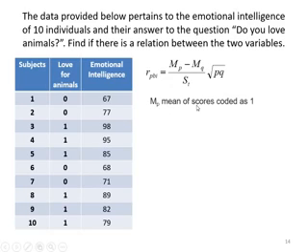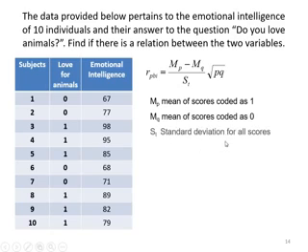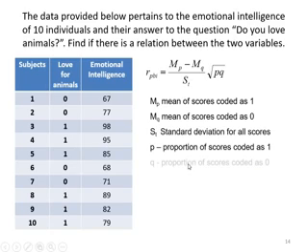MP is the mean of scores coded as 1. That means the mean of 98, 95, 85, 89, 82 and 79. MQ is the mean of scores coded as 0, like 67, 77, 68, 71. And then we have ST, the standard deviation across all the scores. P is the proportion of scores coded as 1, and Q is the proportion of scores coded as 0. So we have these things in our data set, and based on this we compute the values and reach the result.